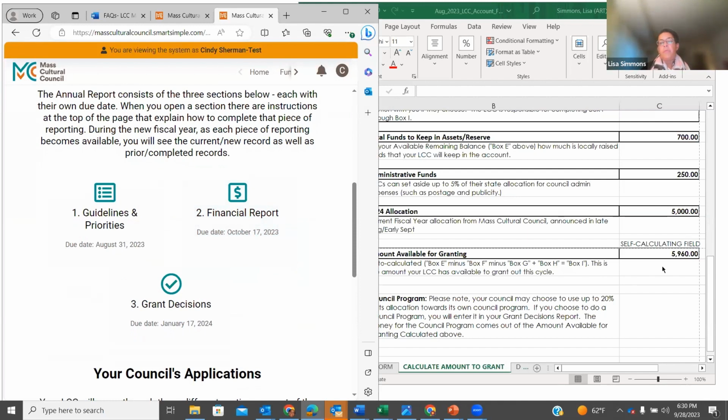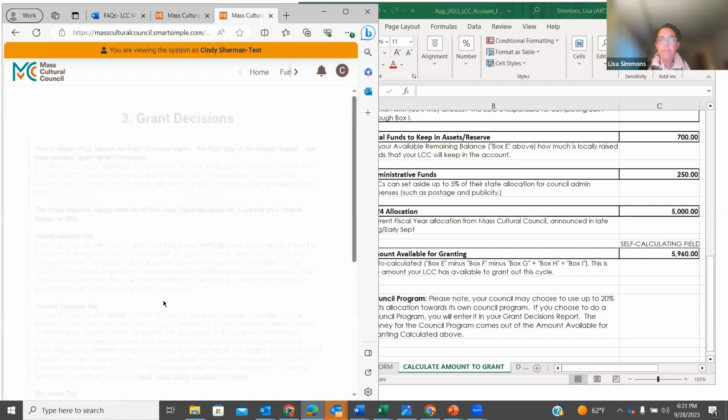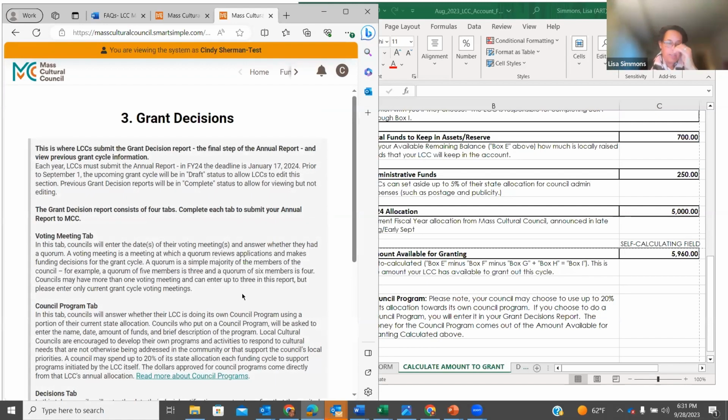Now, I want to show you, because one of the questions is also, you have the ability to also take 20% of your FY24 allocation for a council program. And the council program calculation comes in under the grant decision tab. All right. We're going to do a whole other webinar on grant decisions in October, but I just wanted to show this to you.